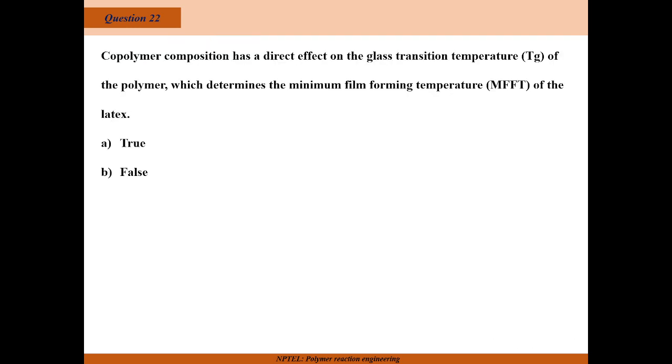Copolymer composition has a direct effect on the glass transition temperature of the polymer, which determines the minimum film forming temperature of the latex. So is it a true or false statement? I think sir can give some insight on this question. No, I'm also not having a clear idea here.